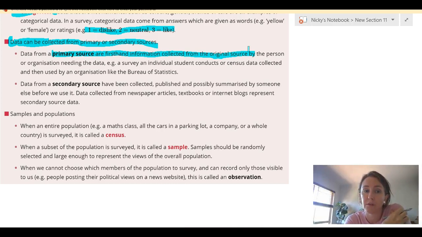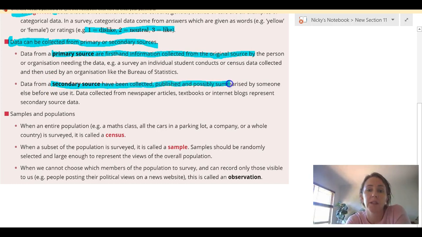So an example of a primary source of data would be when the school has asked you to fill out the wellbeing survey. So that's a primary source of information. The information's coming from you, it's collected by the school. That makes a little bit more sense when we talk now about secondary sources of data.